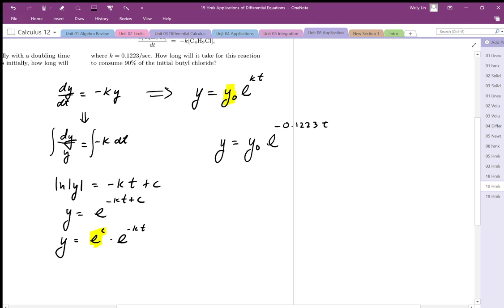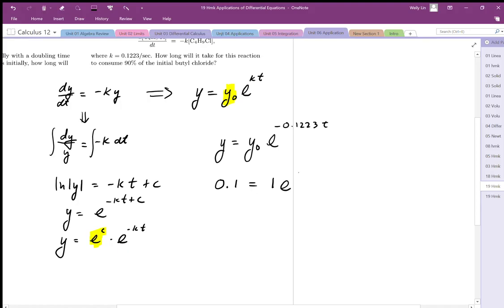So there's my concentration, and the question asks, how long will it take for the reaction to consume 90% of the initial butyl chloride? So if I consume 90%, I'm left with 10%. So I'm going to just say that the y naught, the starting value is 1, the n value is 0.1. That means I've used up 90% of the butyl chloride.